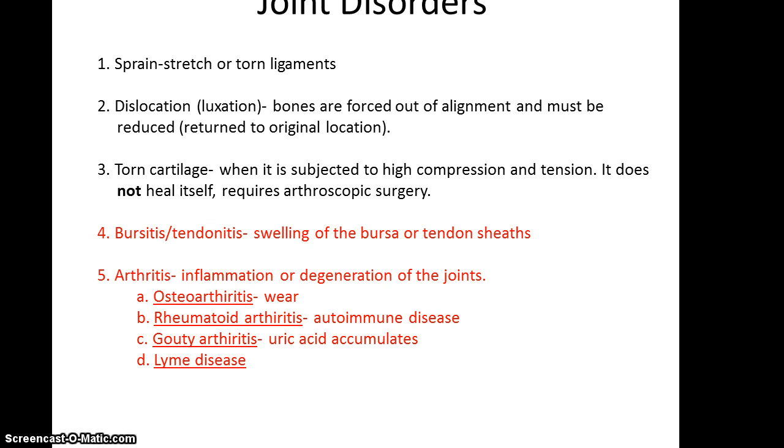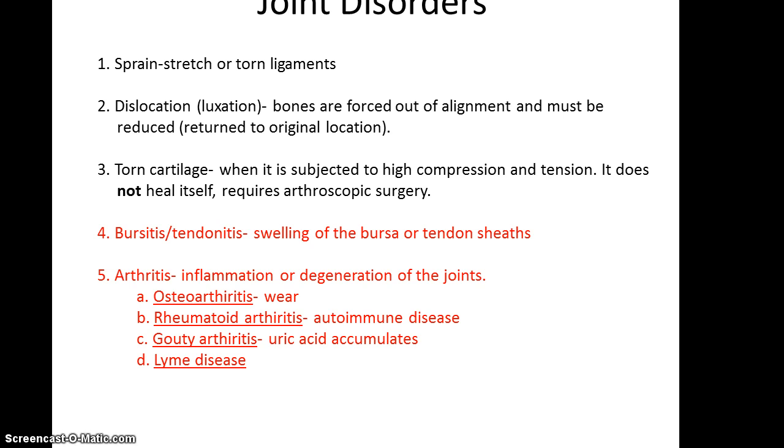And this can be caused by a number of different things. It can be osteoarthritis, which basically means the joint's been wearing down over time. It can be rheumatoid arthritis, which is actually an autoimmune disease. So your immune system is actually attacking your joints, making them less functional.